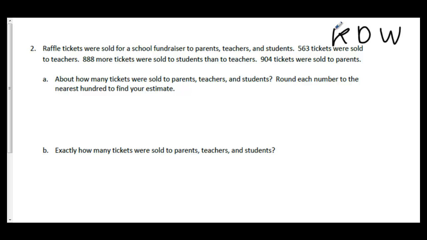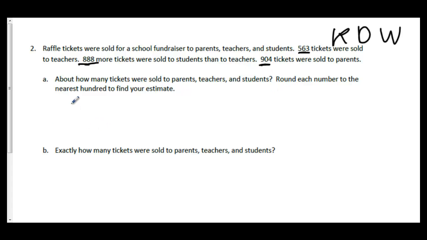read, draw, write. Raffle tickets were sold for a school fundraiser to parents, teachers, and students. 563 tickets were sold to teachers. 888 more tickets were sold to students than teachers. 904 tickets were sold to parents. About how many tickets were sold to parents, teachers, and students? Round each number to the nearest hundred to find your estimate.